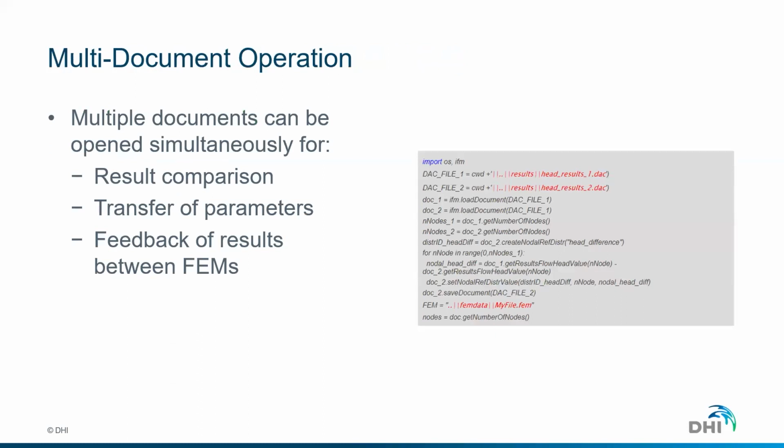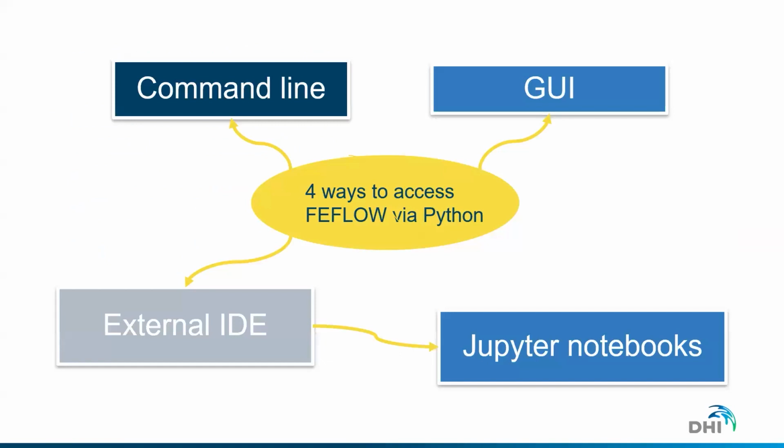In other cases, it's necessary to compare multiple documents. So if you are doing some sensitivity analysis, you can take advantage of the multi-document operations of FEFLOW. You can create a number of documents. So load document 1 and document 2, and then you compare between the documents or extract results, and then maybe put some data from one document into another. So that is the typical operations.